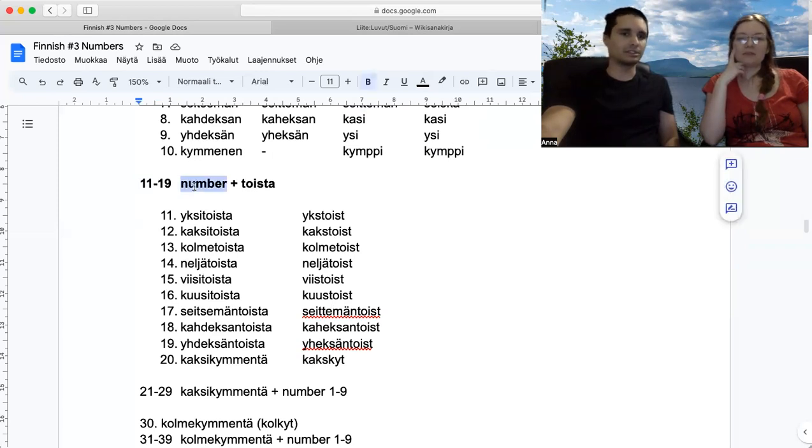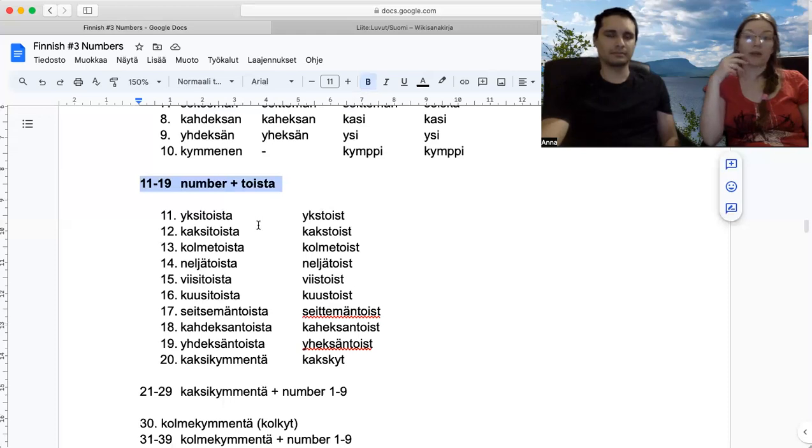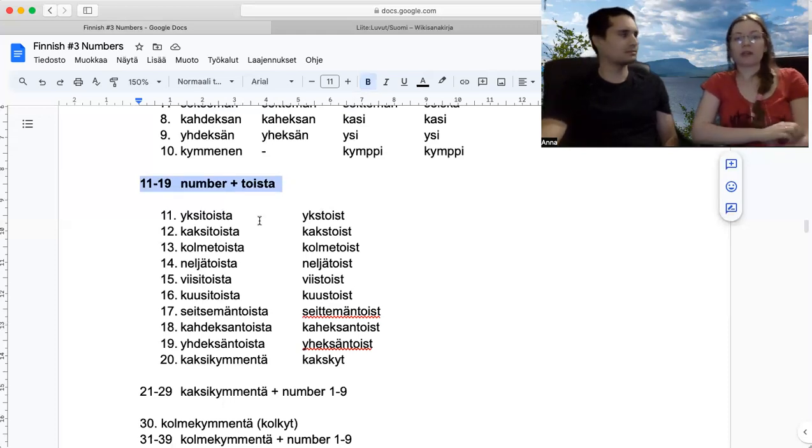Next, numbers from 11 to 19. So here is the formula. The way the Finnish numbers are easy is that there is always a pattern that you have to remember. And actually, when I teach numbers to my students, I always tell them just remember the first 10 numbers, and from then on, it's really easy as long as you remember the pattern.